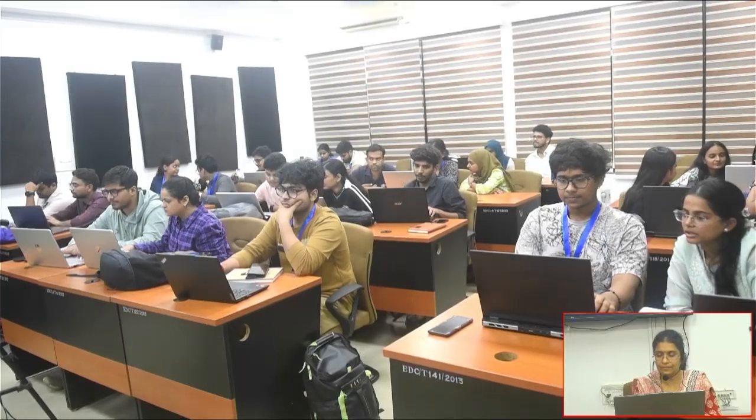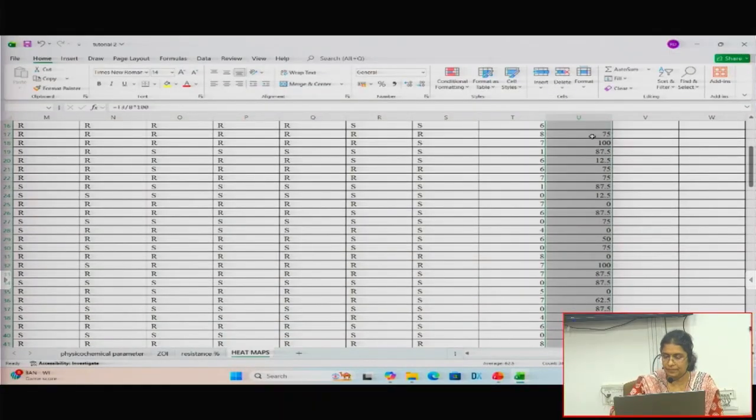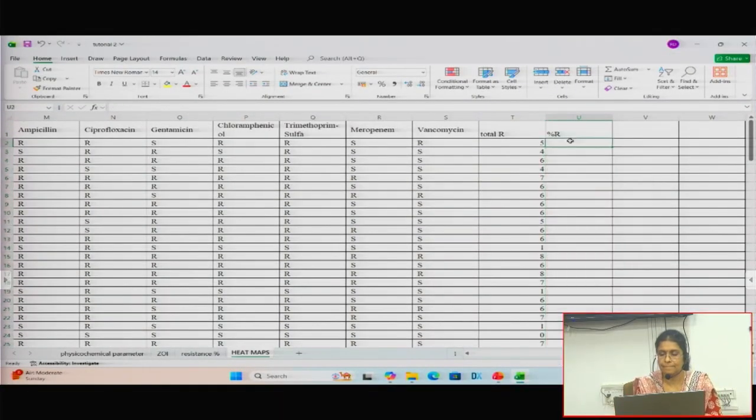Have we calculated the value of R? So equal to, this is your total R divided by 8, into 100. So from here you get the percentage R. Just copy this formula throughout.